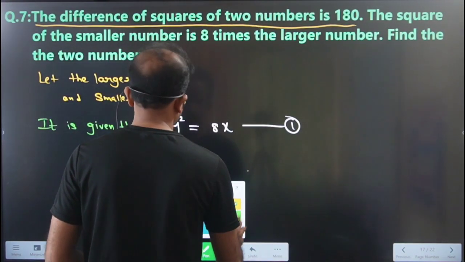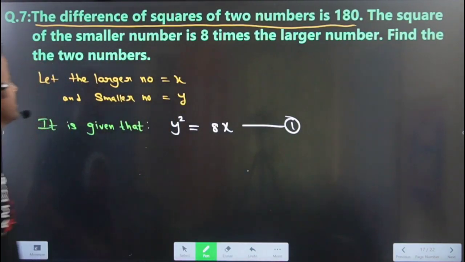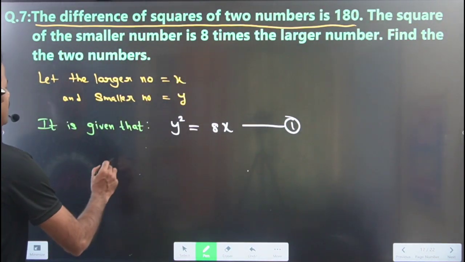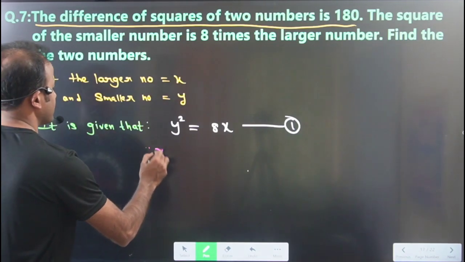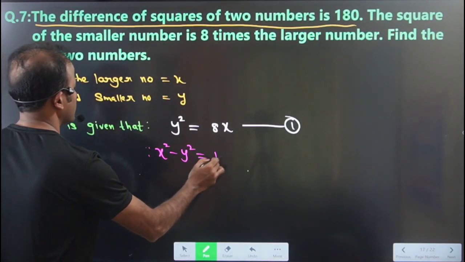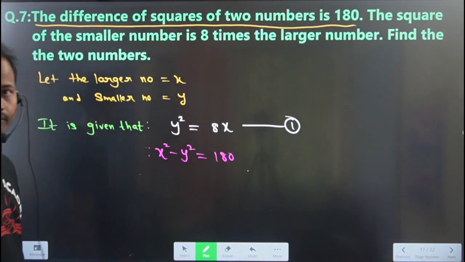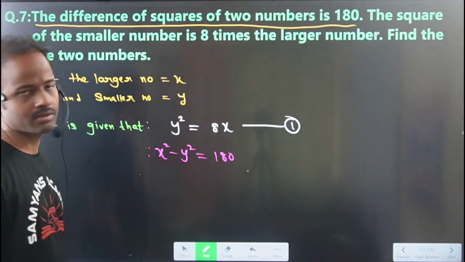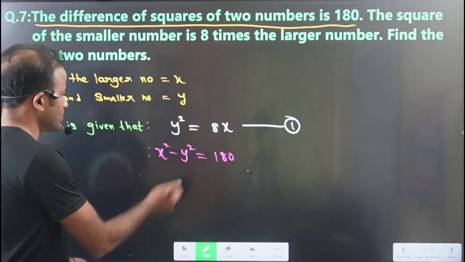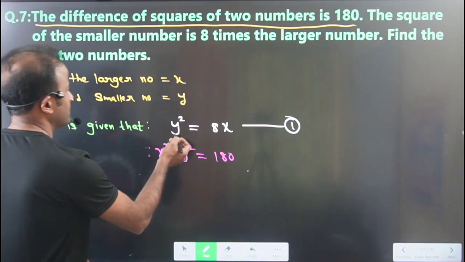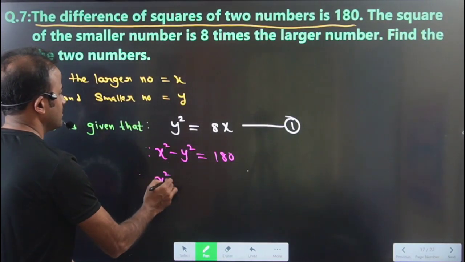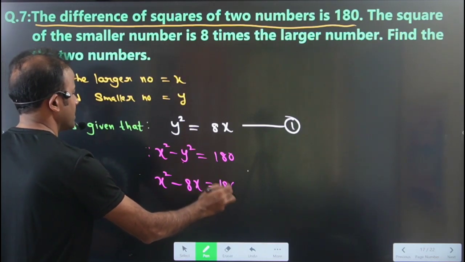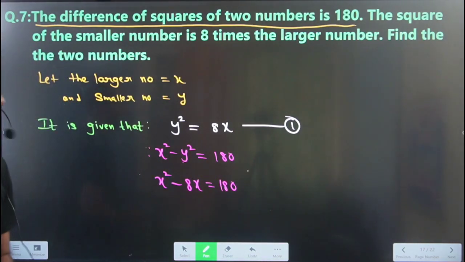Right. So now, they have also given that the difference of the squares of the two numbers is 180. That means x square minus y square equal to how much did they give? 180. Okay, and by using these two relations and two equations we can solve the question. So from equation 1, what is the y square we have here? In the place of y square you substitute 8x.